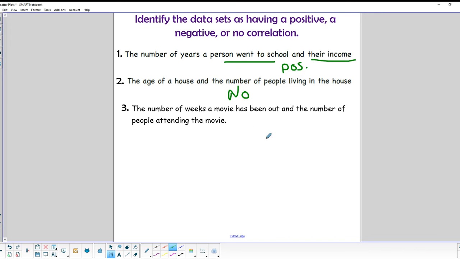The number of weeks a movie has been out and the number of people attending the movie. I would guess that would be a good positive one, because the longer the movie's been out, the more people have attended the movie. So that's one way to look at it. The other way to look at it might be on a daily basis. If a movie first comes out, lots of people go and see it. But the longer it's been out, the fewer and fewer people have a tendency to go see it. So the number of people going to the movie might drop as well. So for this one, you have to define how you want to show the data.